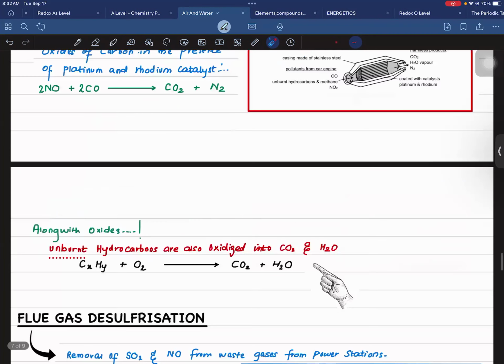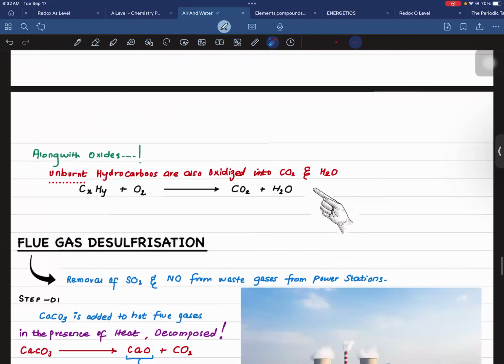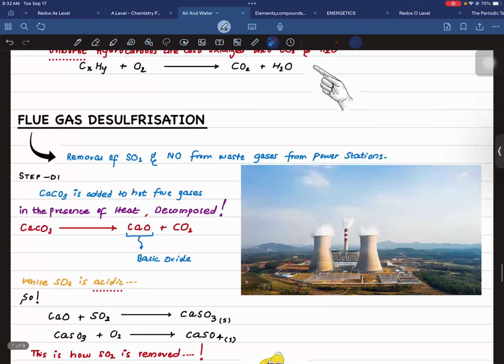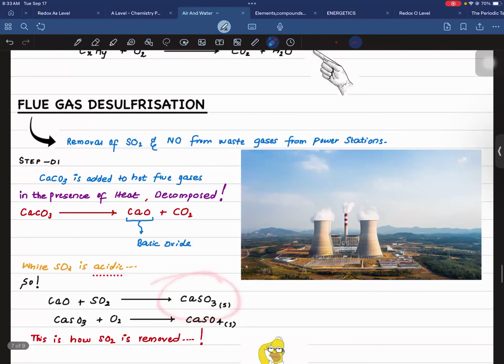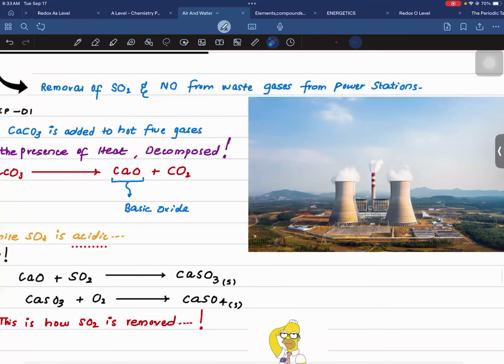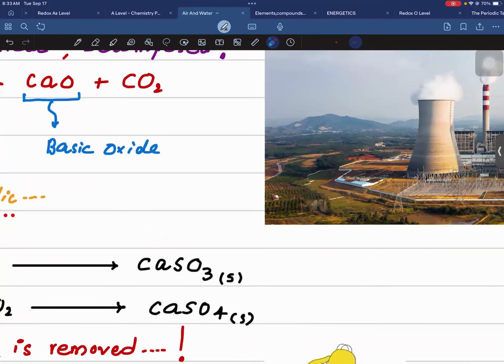I told you calcium oxide would be produced. Calcium oxide is a basic oxide. It would be reacting with sulfur dioxide, an acidic oxide, and they would produce a salt. That is solid, so we can remove this salt very easily. That's called desulfurization. So the sulfur dioxide is removed in the form of this salt. That's it.